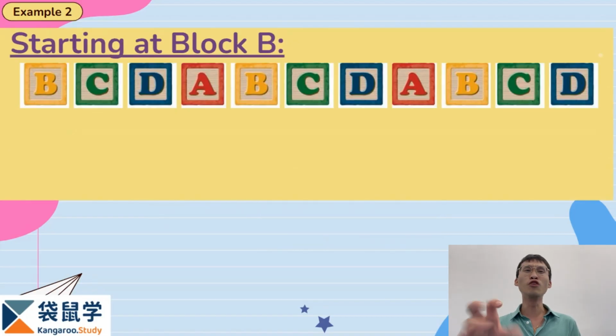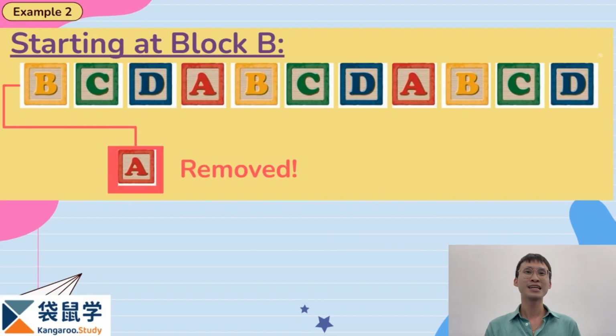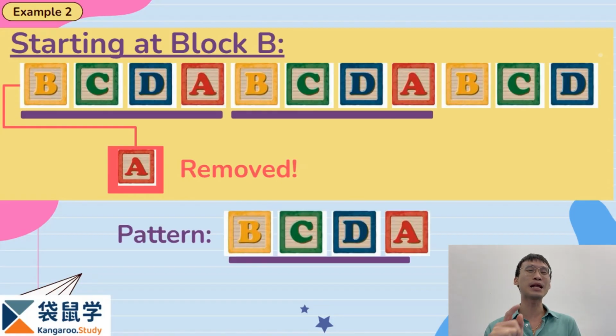Now, let us remove the first block, block A. The new starting block is now block B. What pattern do you see now? Excellent observation. It is the pattern B, C, D, A, repeating again and again.